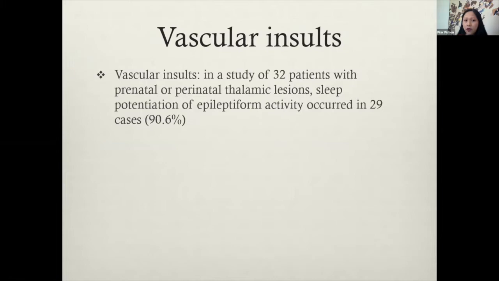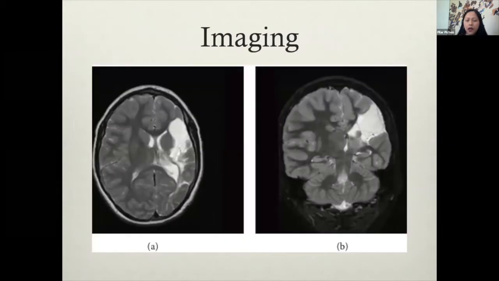The child can also have vascular insults. So in a study of 32 patients with prenatal or perinatal thalamic lesions, sleep potentiation of epileptiform activity occurred in 29 cases. So that's pretty high, about 91%. And this is just an example of an abnormal imaging of a child with a structural lesion in the brain as well. So this child had a stroke.